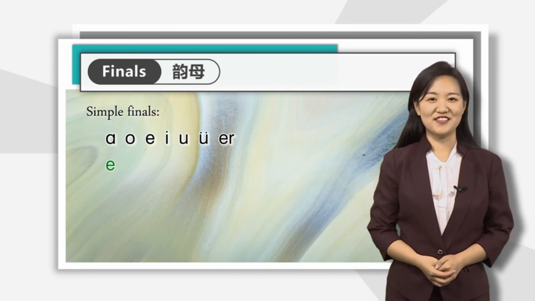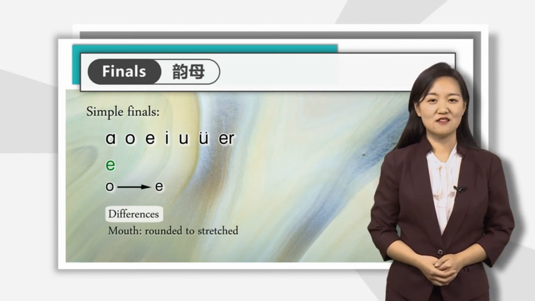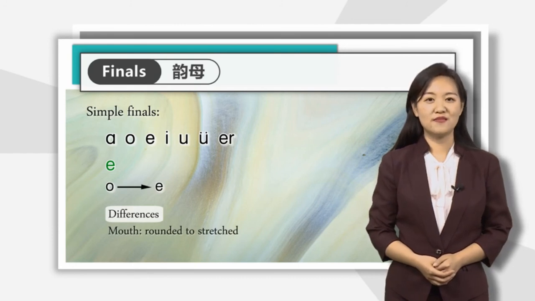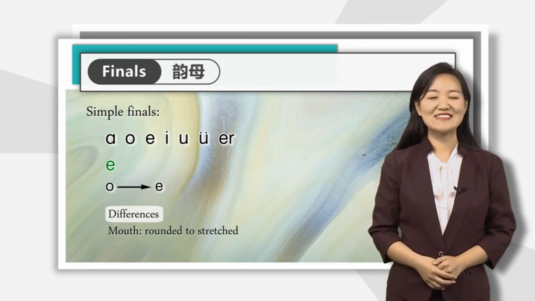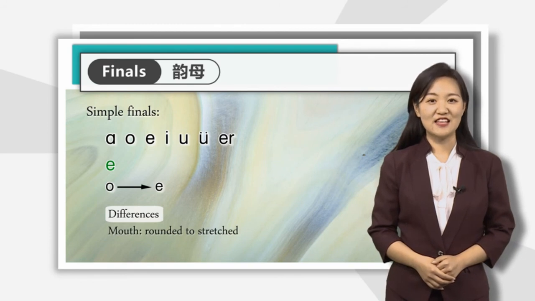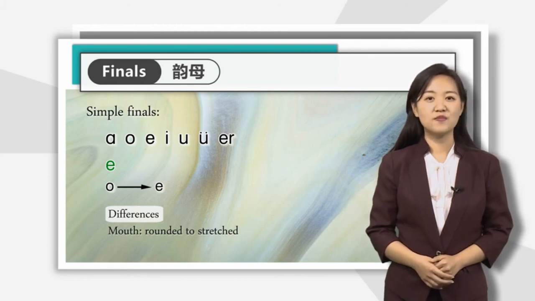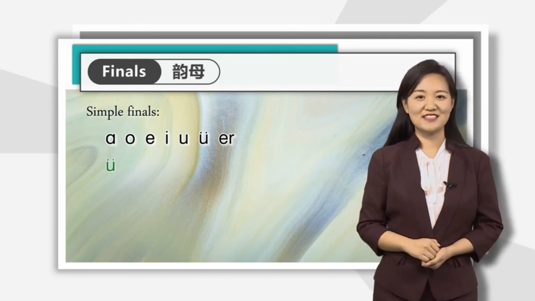Let's do e first. First, please pronounce o sound. O. And then make a smile face, but don't smile too happily, just like me. And then keep your smile face and try to pronounce o with a smile face. Have you got it? Let's do u next.